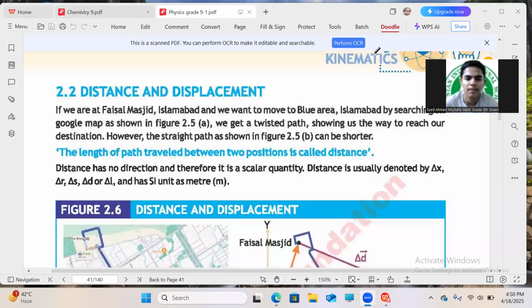It is a branch of translatory motion. Okay. Any question in your previous class, you can ask me. No, ma'am.